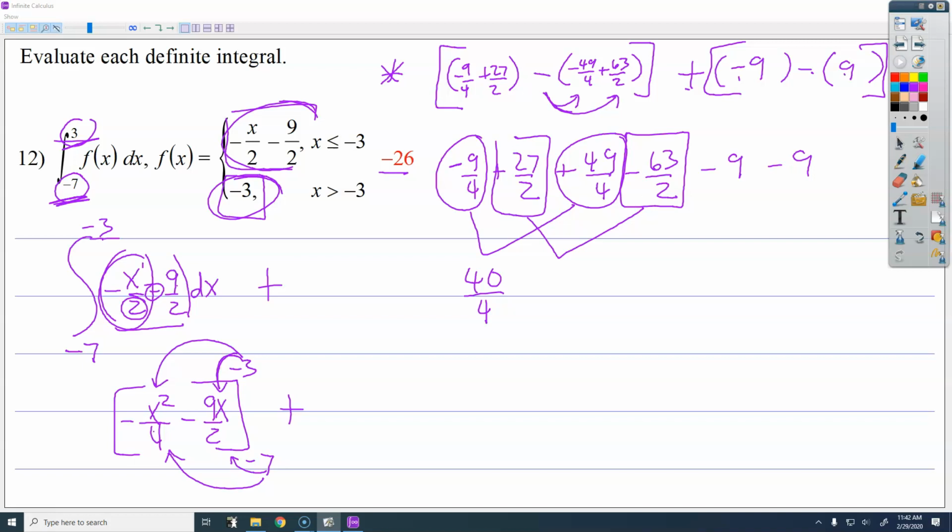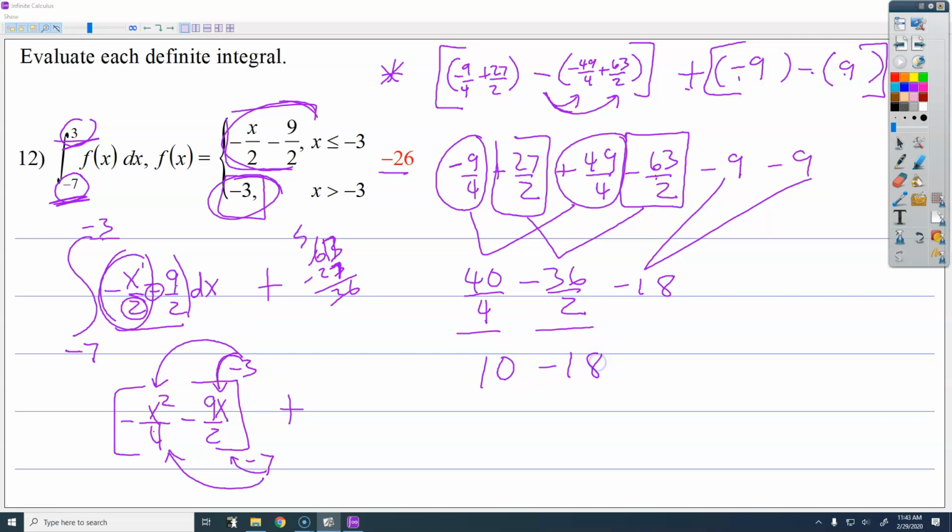We can combine those. What does 63 take away 27? Oops, I wrote that backwards. All right, so we got to borrow. 36. So we end up with 36 over 2, but it's negative, right, because the 63 was bigger. And then we have the 2 9s here, which is -18. Luckily, these two just kind of simplify. This is 10, and this is 18, and this is 18. So putting all this together, we get our answer there, which is -26. Okay?